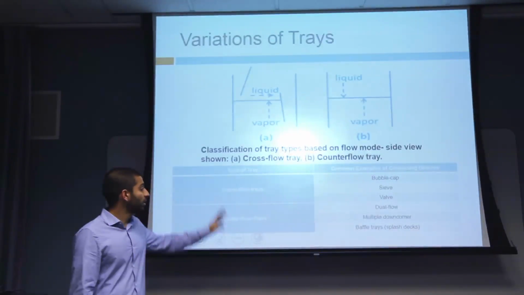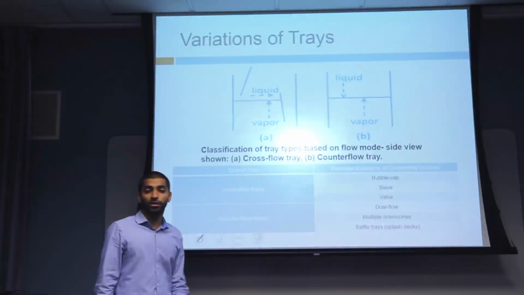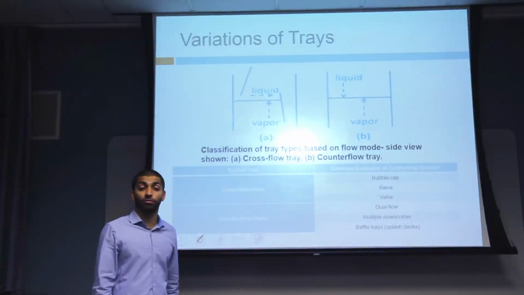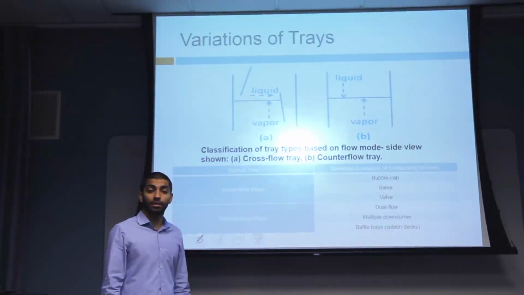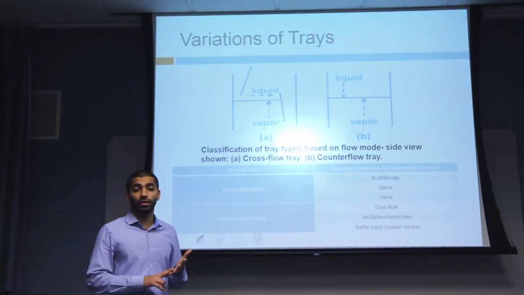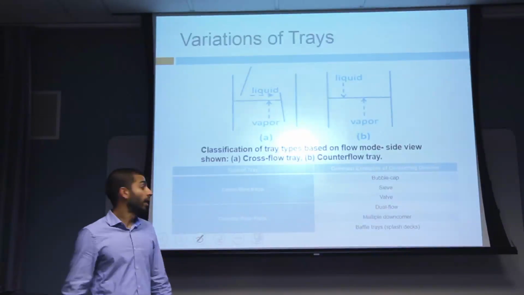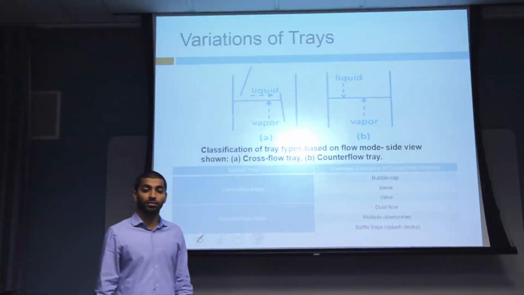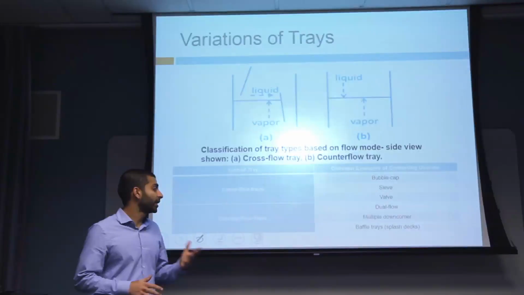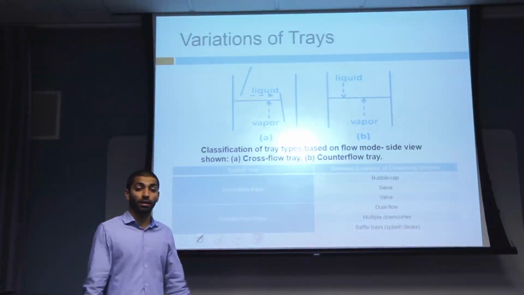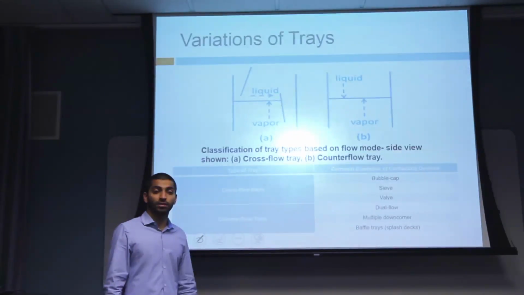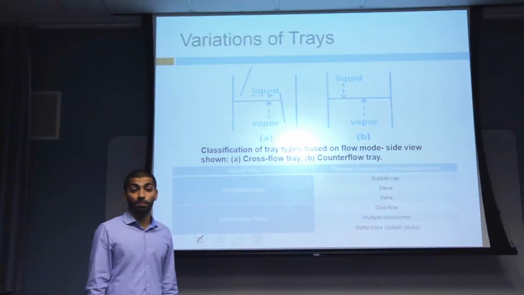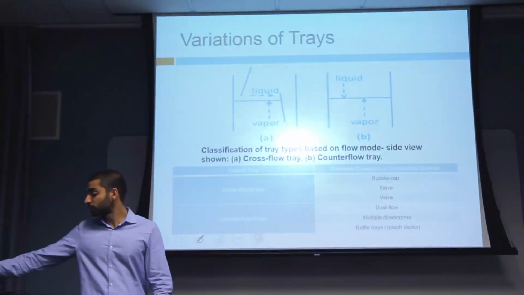So this table over here summarizes the very common industry examples of crossflow trays and counterflow trays. As you can see, for crossflow trays, there's three main types out there, which is bubble cap trays, sieve trays, and valve trays. And in terms of counterflow trays, it's more of the state of the art, and it can be changed, and there's a lot of novel new technologies coming out. As examples, I've placed dual flow trays, multiple downcomers, and baffle trays. Let's go into some of the specifics.